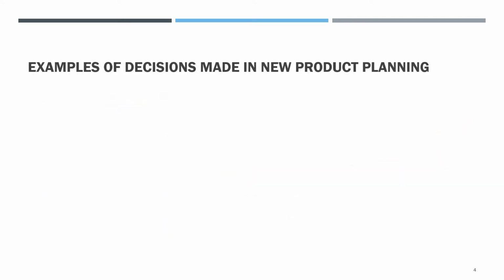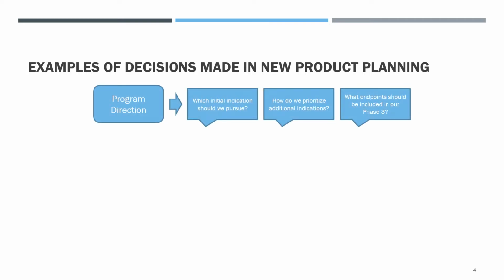A large part of new product planning is centered around decision-making. This can include decisions related to program direction with questions such as which indications to pursue, how to prioritize additional indications, and what endpoints should be included in a Phase 3 study.